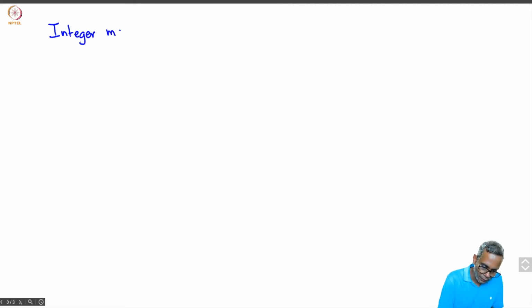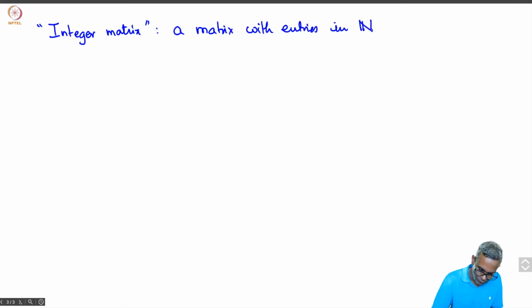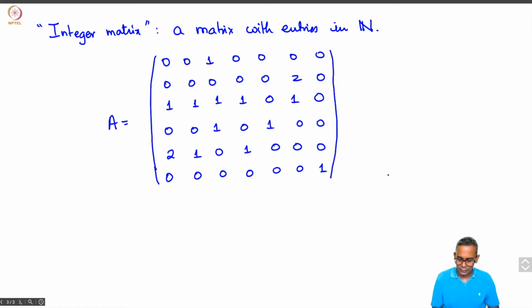We're now ready to describe the RSK correspondence itself. So I'll use the term integer matrix to mean a matrix with non-negative integer entries. Not just any integers. You are not allowed negative integers, only non-negative integers. So for example, here is an integer matrix. This is a rectangular matrix with 6 rows and 7 columns.